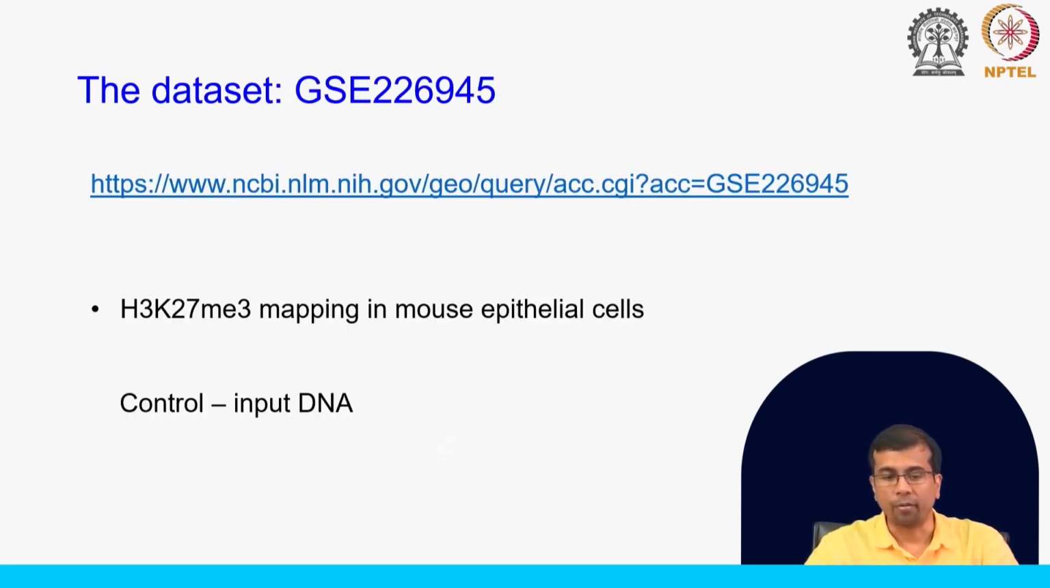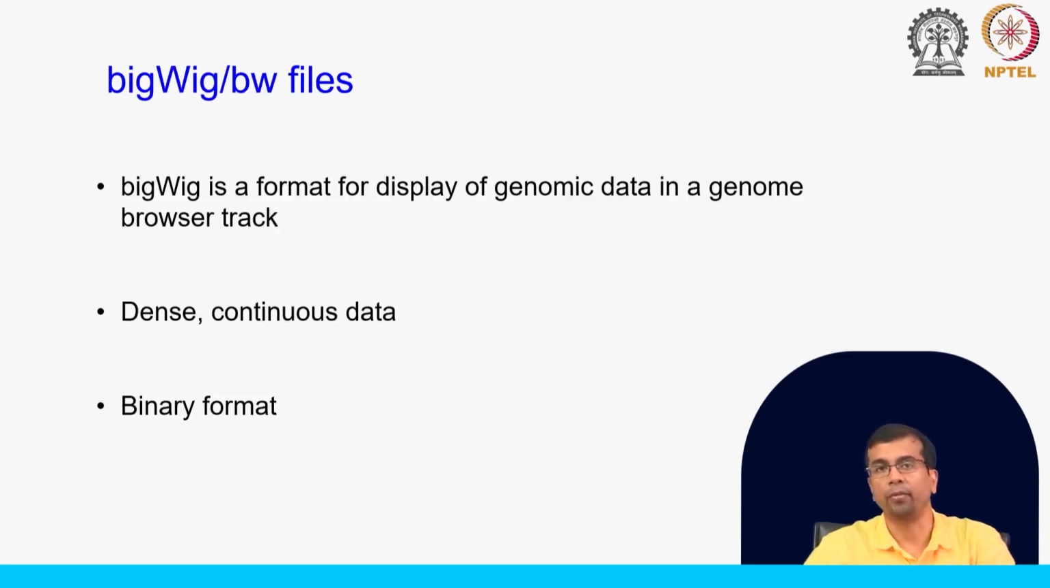Okay, so, the data set that we will be working with, this second data set, here is a link, and as I briefly mentioned, this is an H3K27me3 mapping in mouse epithelial cells. The control is the input DNA. Okay, so, very briefly the bigWig files that we will handle, right.